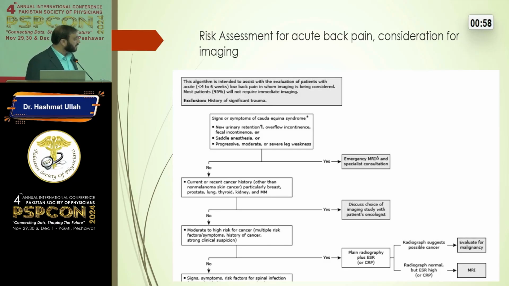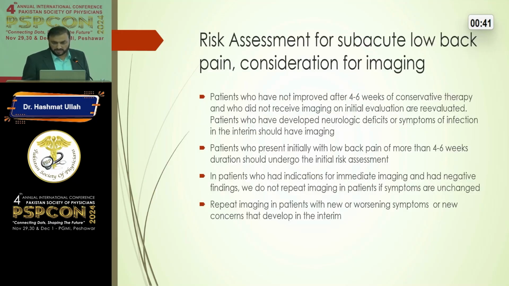If the risk of cancer is moderate to high, go for plain radiographs and inflammatory markers in the form of ESR and CRP. And if that is high, go for infection workup, and otherwise just do the MRI if that is normal. So we are running short of time.